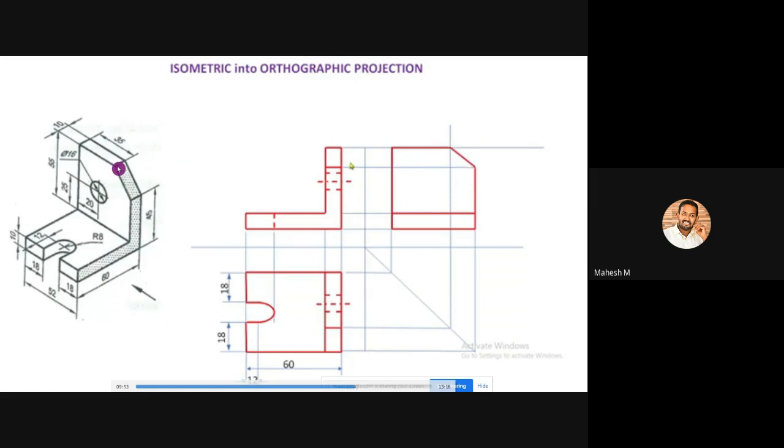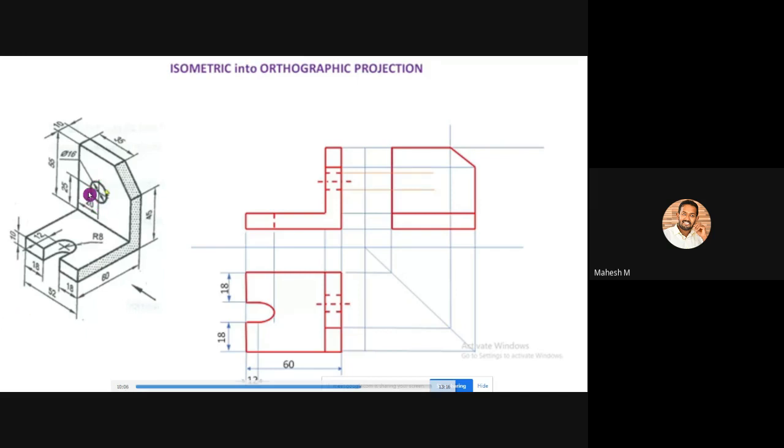So this inclined line is only visible on the side view. This inclined line will not be visible on the top view, and also it will not be visible on the front view. You are able to see this inclined line only on the side view. So what is our next step? You have to draw this circle.